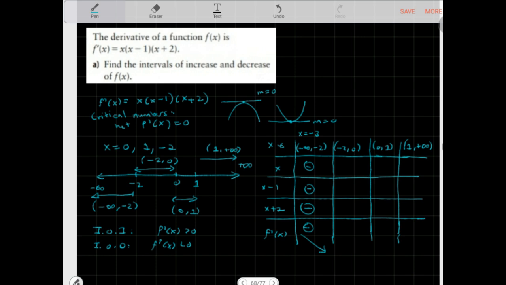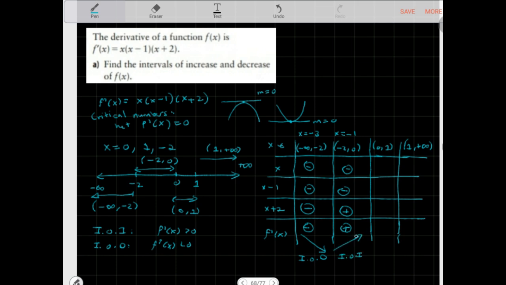So that basically would constitute an interval of decrease. Okay, so that's an interval of decrease. Between -2 and 0, let's take x equal to -1. In this case, you have -1 minus 1 is -2, that's negative. -1 plus 2 is positive. Then you have two negatives, which is a positive, times a positive, going to give us a positive. This actually gives us an interval of increase.